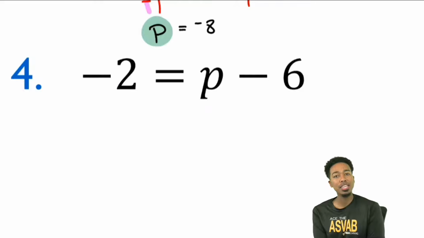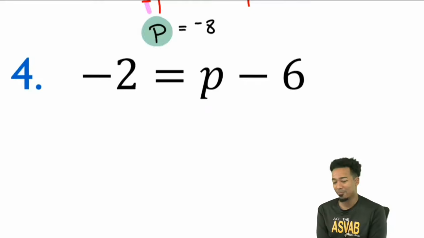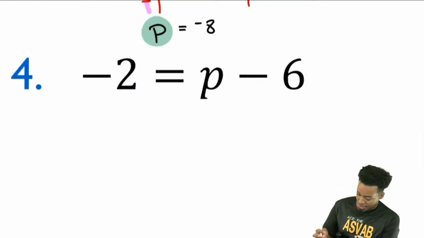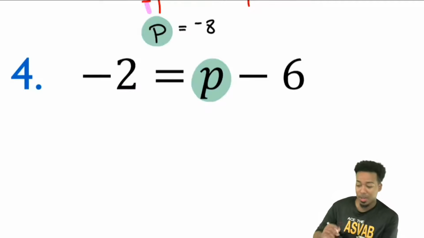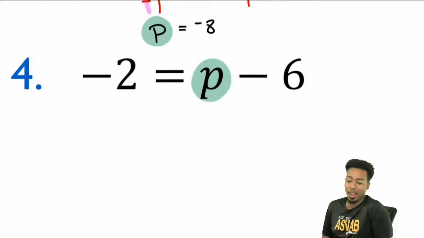So let's take a look at this. -2 equals P minus 6. Everybody, that -2 doesn't matter at all right now. We have to focus on what's happening to the variable that we're looking for. I'm looking for that P right there. Everybody, what is currently happening to the P? Be specific. What is currently happening to it?